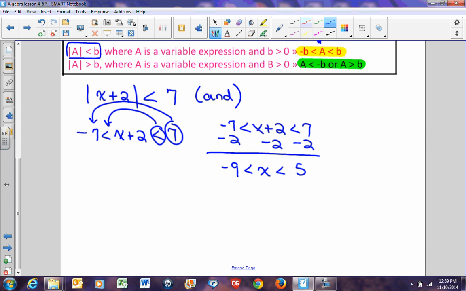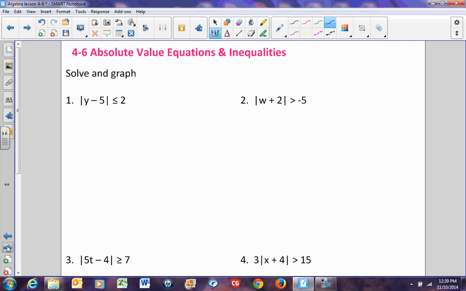Absolute value inequalities are not difficult once you can set them up. Setting them up is the hardest task. So let's look at a couple of examples. We're going to solve and graph. The absolute value of y minus 5 is less than or equal to 2. Less than becomes an and, greater becomes an or. If you can remember, greater is an or, less than is an and.